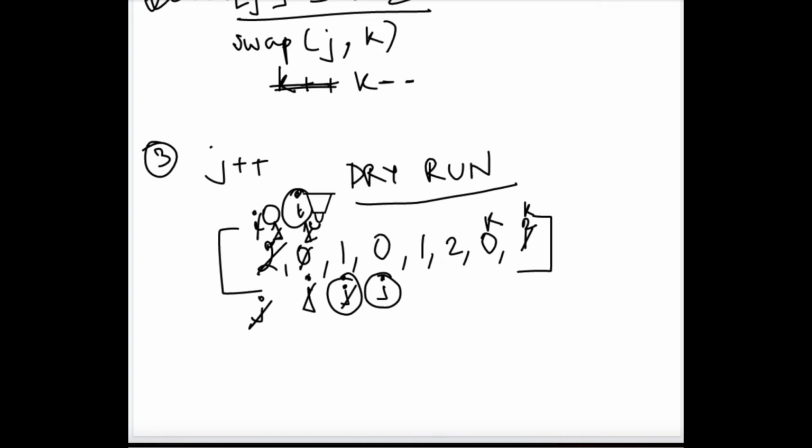So this becomes 0 and this becomes 1. I moves forward and J also moves forward. Again it's a 1, J moves forward. Now it is a 2. Because it's a 2, it needs to swap with K.